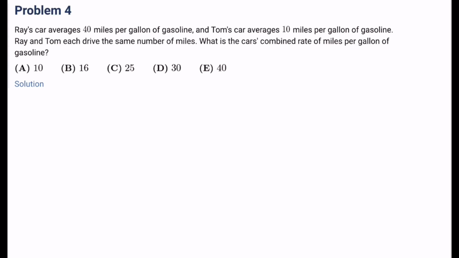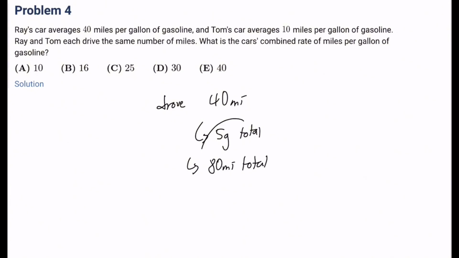Okay, so let's say that they each drove 40 miles. Then in total, Ray would have spent 1 gallon, and Tom would have spent 4 gallons, right? So that's 5 gallons total. And since both cars drove 40 miles, the total distance is 80 miles total. If we divide this, we get 16 miles per gallon. So that's our answer, it's B.